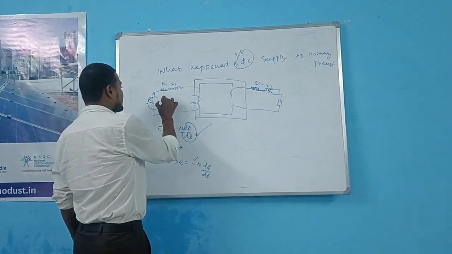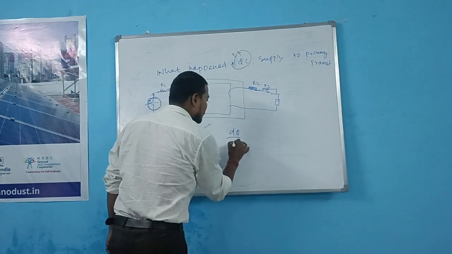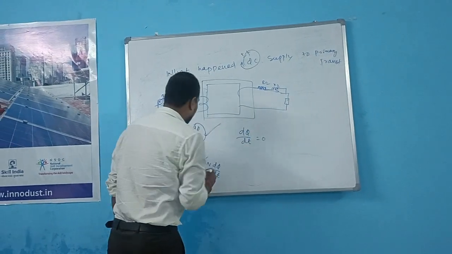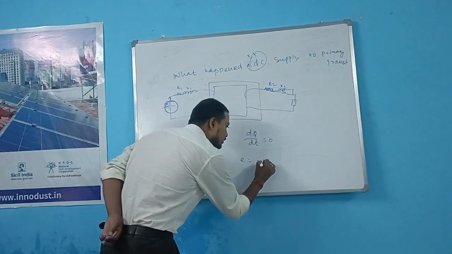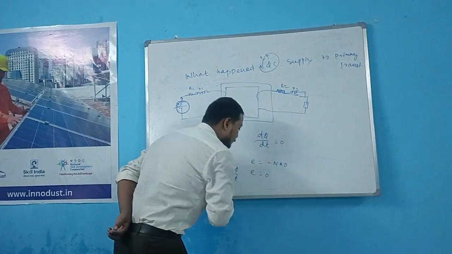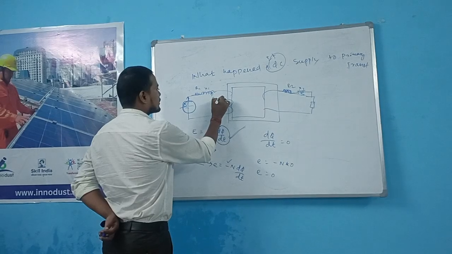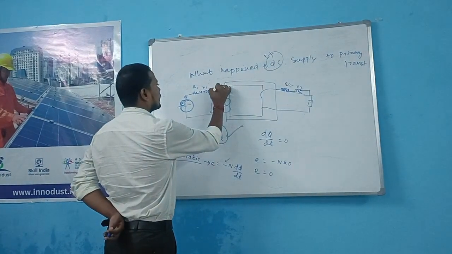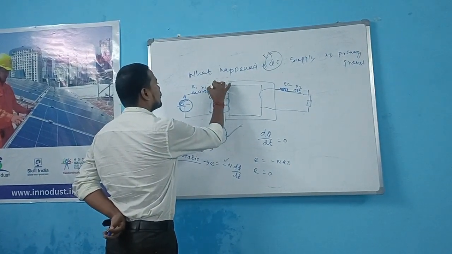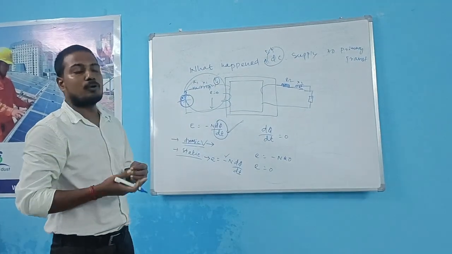So finally E is equal to minus N d phi by dt. If someone applies a DC source, then the change of flux with respect to time, d phi by dt, is equal to 0. And finally E is equal to minus N into 0, so the induced EMF is equal to 0. If the primary side induced EMF is 0, at the same time the current is high. The primary current I1 is high, and the primary winding may burn out.